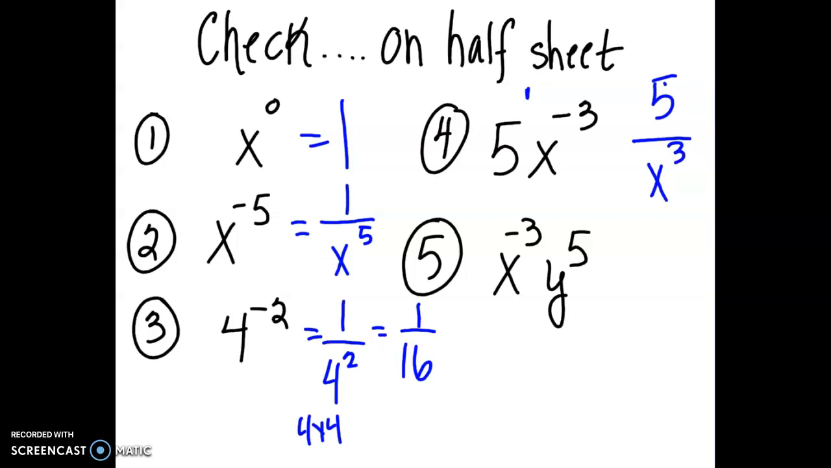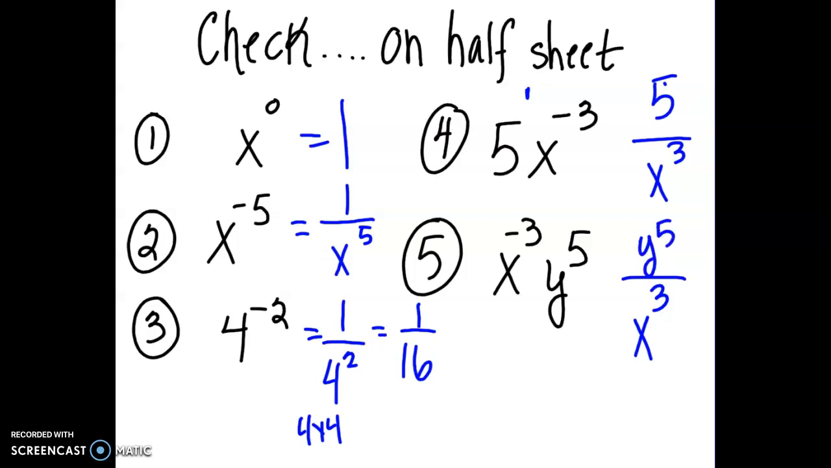Looking at number 5, we cannot have that negative exponent, so again I'm going to make my fraction bar. And a negative exponent, so this is going to be x to the 3rd goes into the denominator. And then y to the 5th is a positive exponent, so that is going to stay on top.